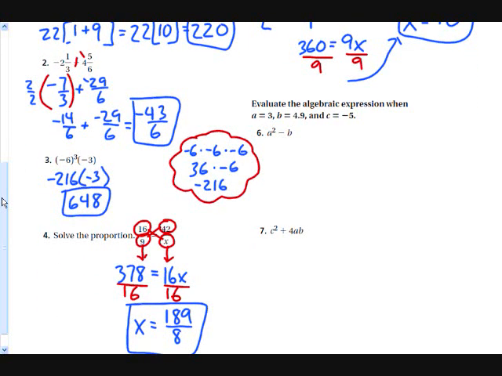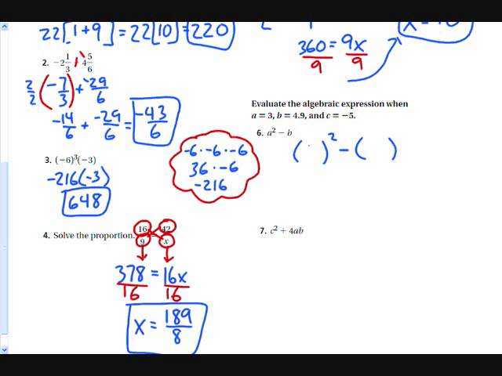For number 6, I'm just going to simplify this. And really, this is just order of operations again, but this time I have to plug in the values. And whenever you plug stuff into an equation for a variable, really you should use parentheses. That's the best way to do it. So I'm going to do a squared minus b. Because that's really what a variable is. It's a blank space for us to plug in a value.